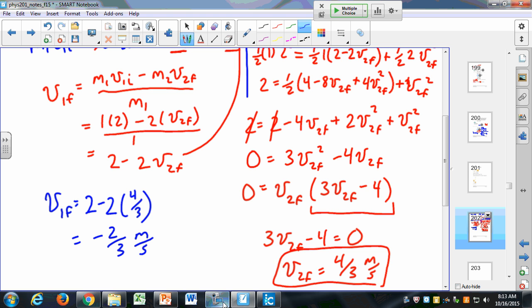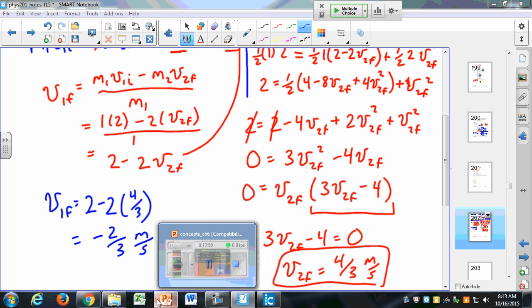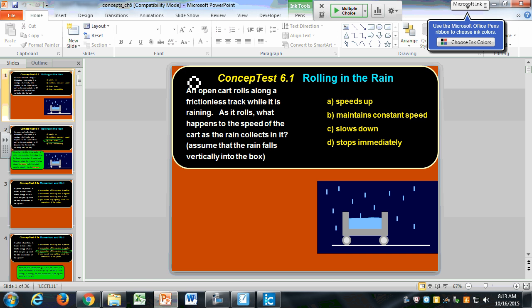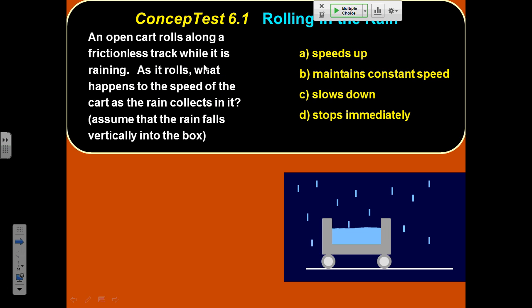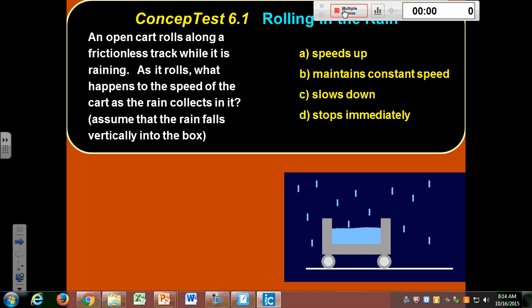Let's do some more concept test questions. You might know where we left off here. We've done some, I think. We didn't start chapter 6 at all? Ah, shoot. Okay. I'm sorry about that.